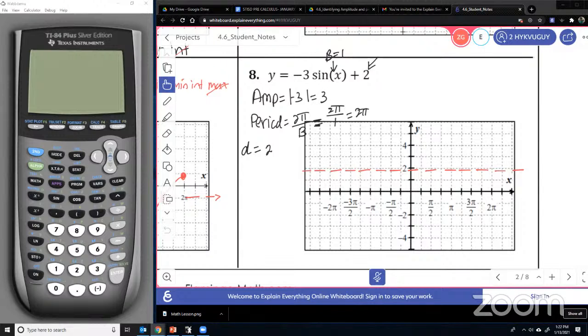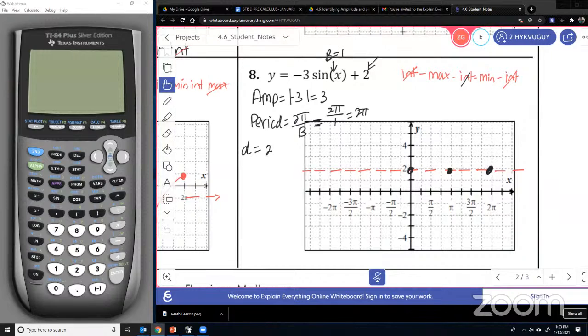Remember, sine is going to start at 0, which is at the intercept. Then it's going to have a max, then an intercept, then a min, and then an intercept, right? So the intercepts are going to be at 0 and at 2 pi. We also have another intercept at pi. So now we have an amplitude of 3.